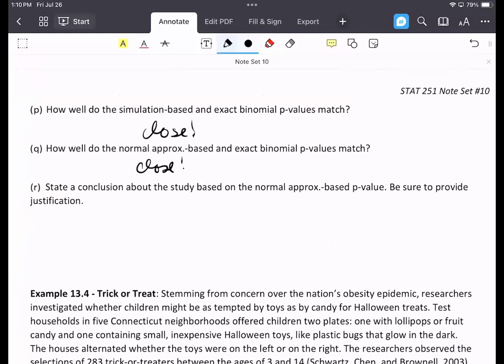Now, state a conclusion about the study based on the normal approximation-based p-value. Be sure to provide justification. One caution I want to give is remember, we can never find evidence for the null. We can never find evidence that it is 15% in this case. We can find evidence against the null. We can find evidence to support the alternate hypothesis, but not evidence for the null, because we can't find evidence that it's just randomly happening. So take a moment, pause the video, and come up with a conclusion here.